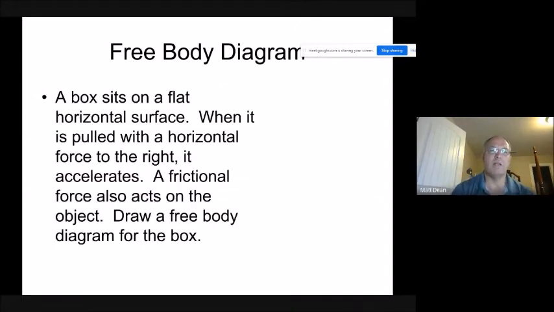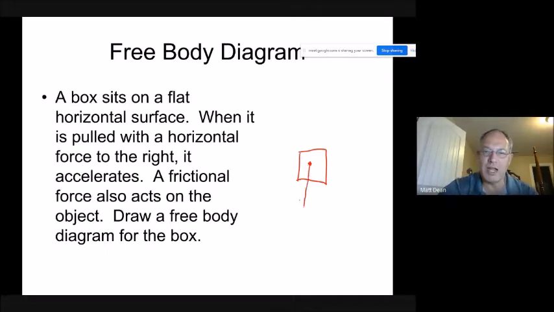That being said, let's look at a couple of examples. So a box sits on a flat horizontal surface when it is pulled with a horizontal force to the right. It accelerates. A frictional force also acts on the object. Draw a free body diagram for the box. So we're going to draw a box like so. I like to come to a middle point in the box. So we know that it's sitting on this table.